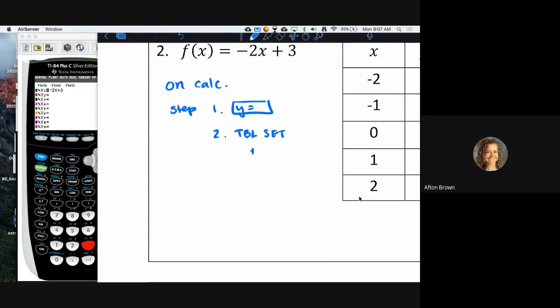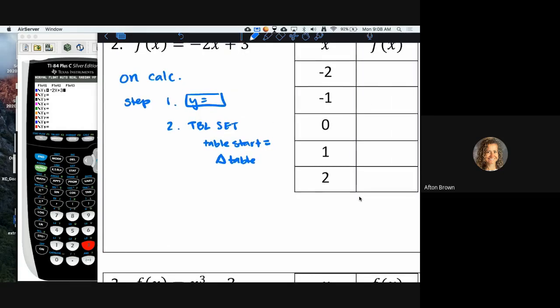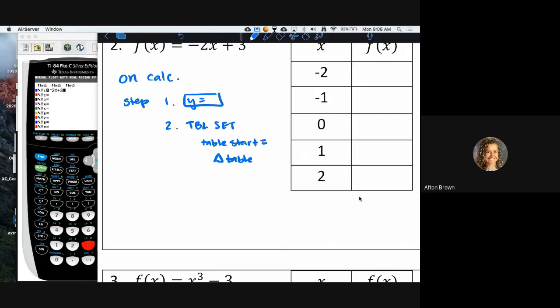Here you would do table start and change in table. So for ours, what do we want our table to start at? -2. Good, and the change in the table is 1. For this assignment, it's the same every time, so you're not going to have to keep going in and changing it. So you could skip this second step. After you've done that, then what would you do?